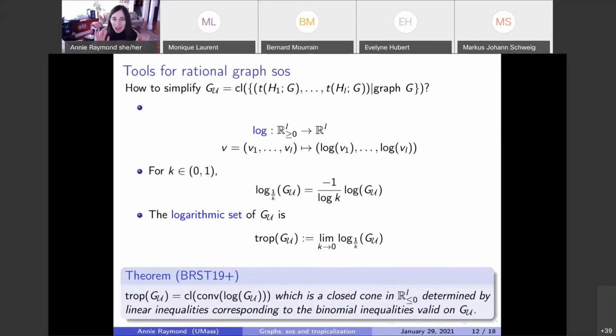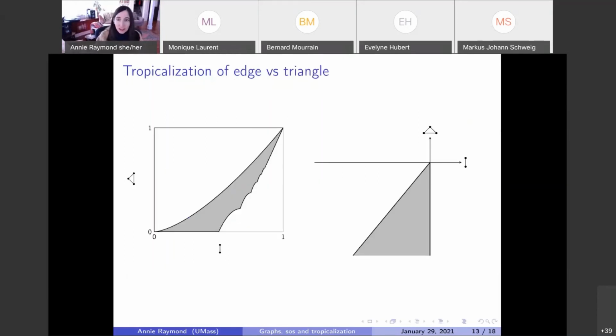Okay, so the big idea here is to say, I have this very complicated object that somehow explains polynomial inequalities for graph densities, and I'm simplifying it to a closed convex cone. So for example, this was my very hard example of a graph profile, even in the case of an edge and a triangle. And here is the tropicalization. So this object is much simpler. And so you might think, is it too simple?